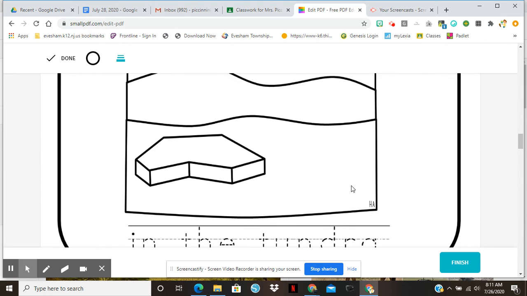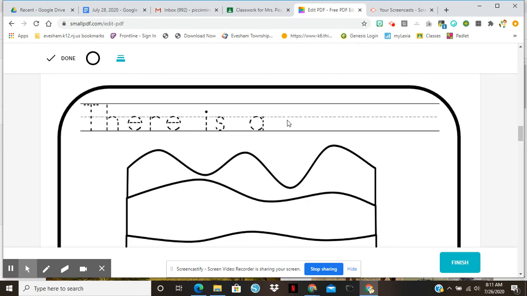There is a blank in the tundra. I'm going to put polar bear. I'm going to write polar bear here. Mr. Piccinini likes penguins. Maybe he would write the word penguin. What's another animal that you can think of that you could write there?